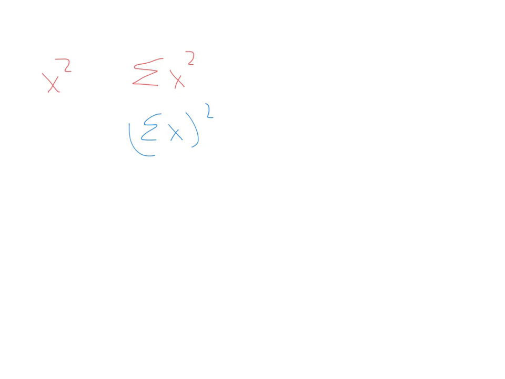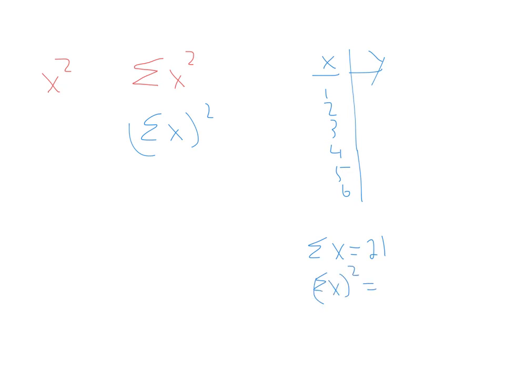And those are two different things. So let's say that we have a whole bunch of values in our table. I won't bother with the y values, but let's just put a whole bunch of x values in here. Okay. So the sum of the x's is going to be the sum of these guys, which I think is 21. If I'm finding the sum of the x's squared, that means 21 squared, so that's 441.